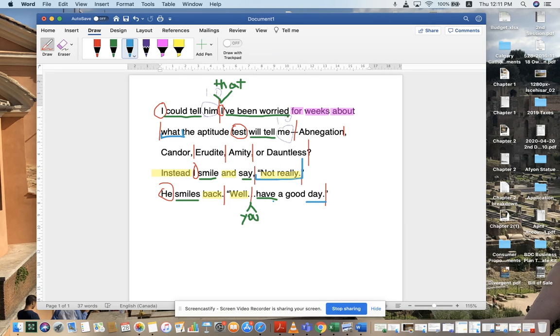Indicative, verbs that are true. Interrogative, verbs that are questions. Subjunctive, verbs that could be true or potentially true. And then we have imperative, which is a command.